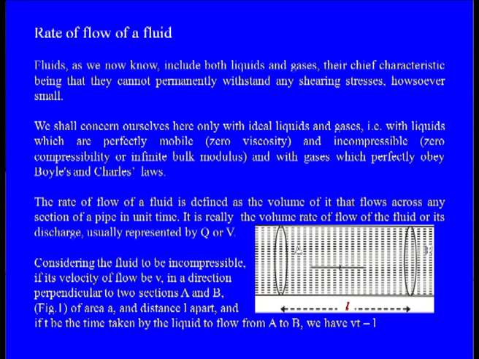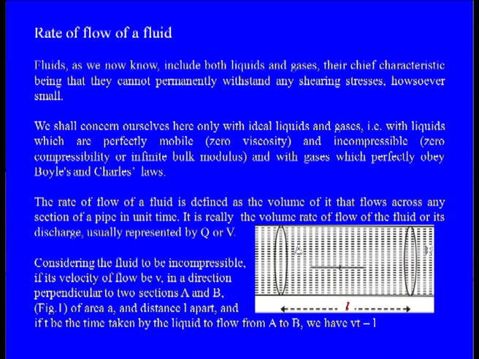Now, let us try to understand how the rate of flow of a liquid can be estimated. Fluids, as we know, include both liquids and gases, their main characteristic being that they cannot permanently withstand any shearing stress, however small. We shall concern ourselves here only with ideal liquids or gases, that is, with liquids which are perfectly mobile, meaning there is no viscosity, and incompressible, meaning zero compressibility or infinite bulk modulus, and with gases which perfectly obey Boyle's or Charles' law. So, now let us calculate the rate of flow.